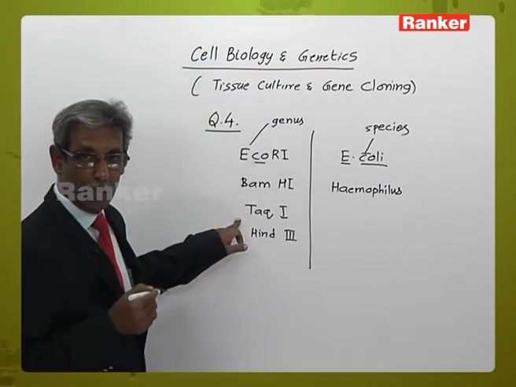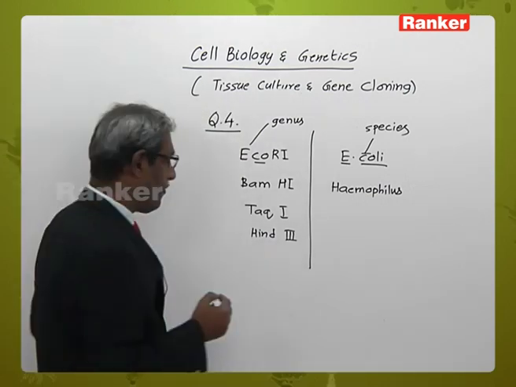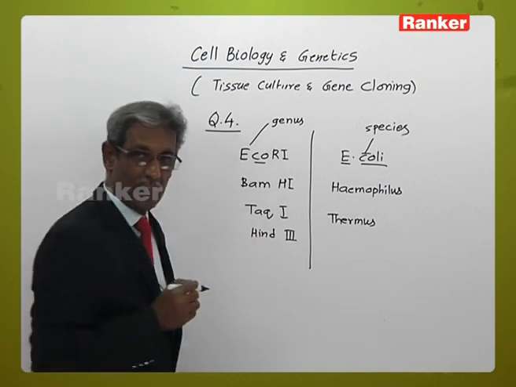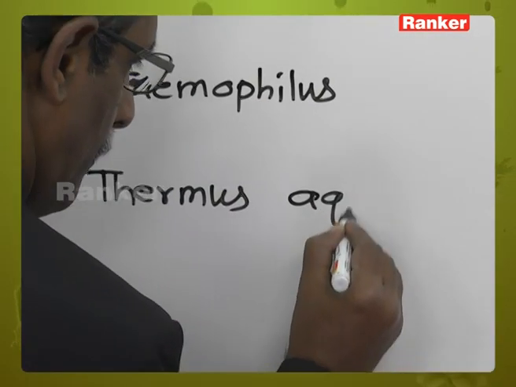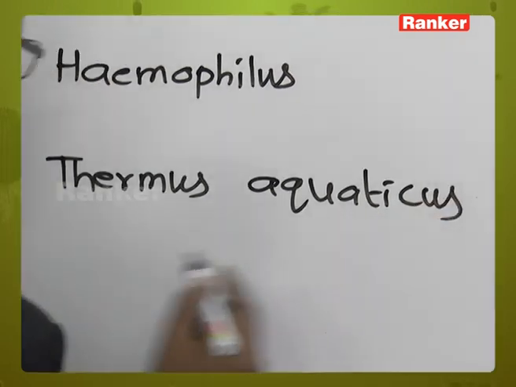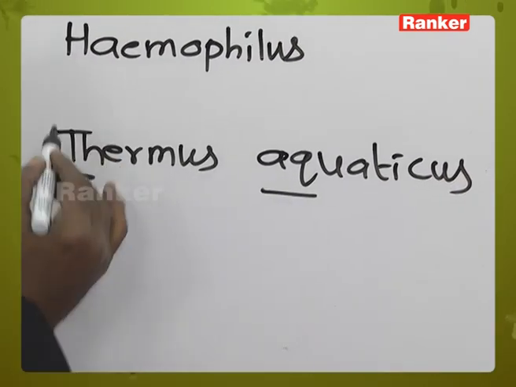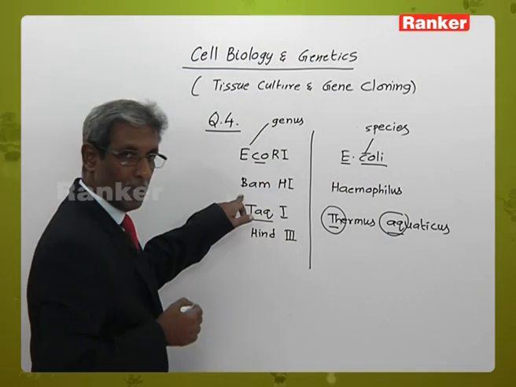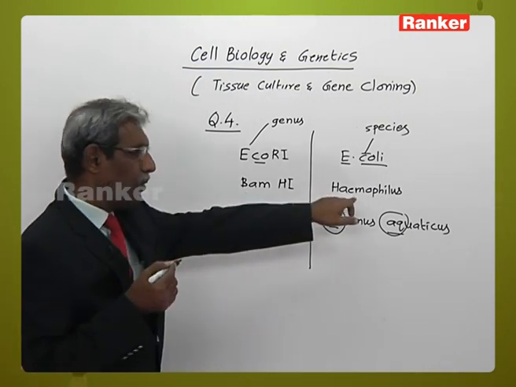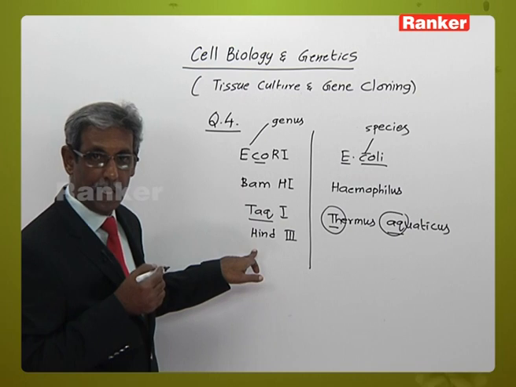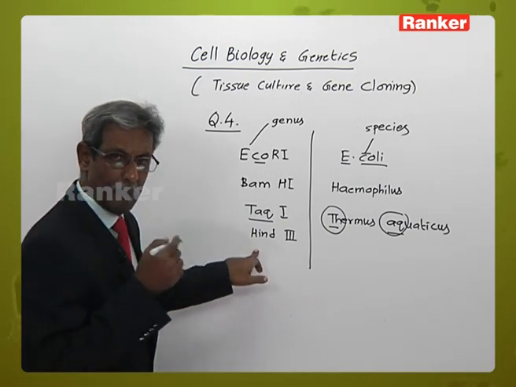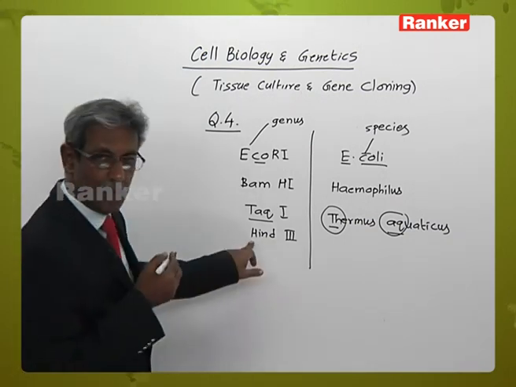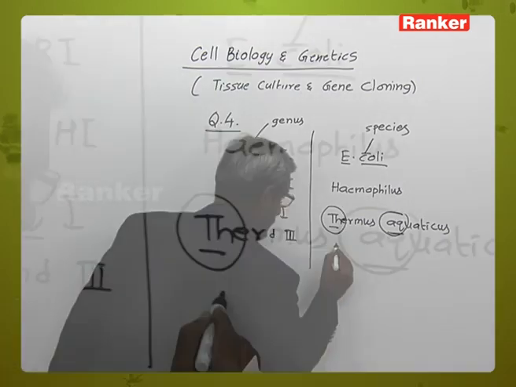And TaqI has been discovered from a microorganism which grows at very high temperatures, that is Thermus aquaticus. Now, for certain other things like Taq, it relates to Thermus aquaticus, whereas for BamHI, this is an older name, so the new name is Haemophilus. And similarly, HindIII is also an enzyme which has been discovered primarily from Haemophilus.